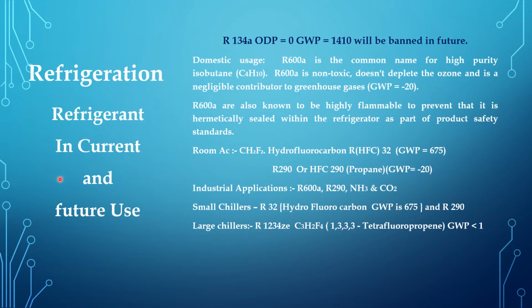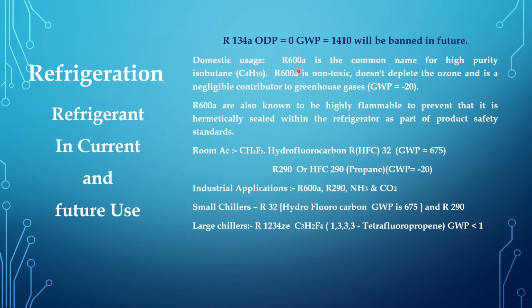Now we can see refrigerants in current use and future use. As we saw earlier, R134A ODP is 0 but GWP is 1410. It will be banned in future, but already it is banned in the US and European countries. Now and also in future, from 2025, these refrigerants will be used in domestic applications and industrial applications universally.